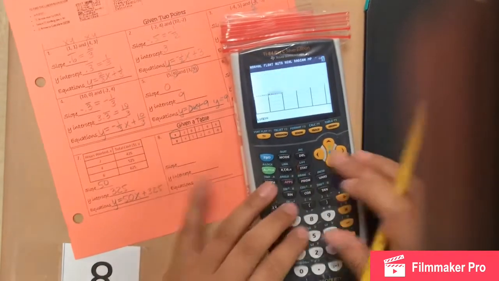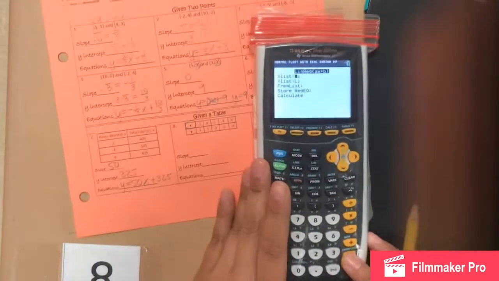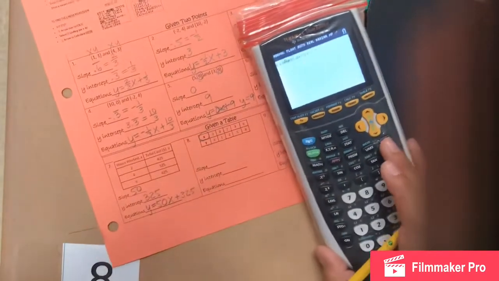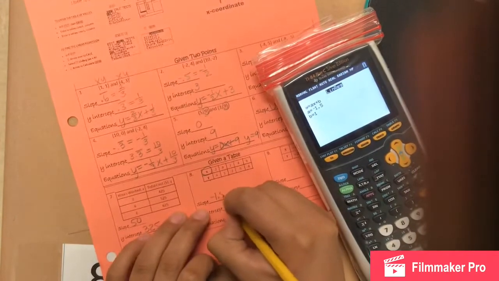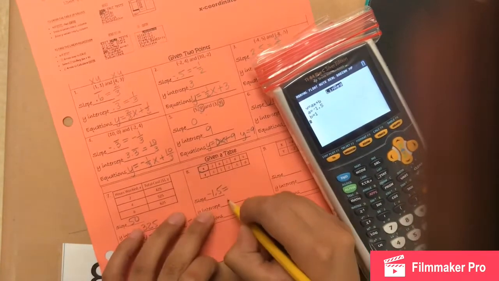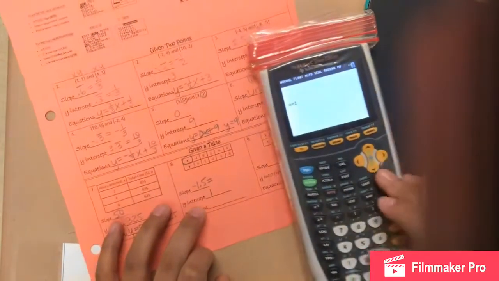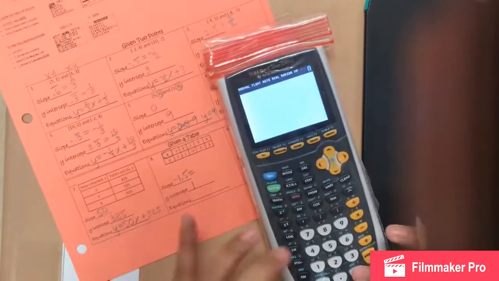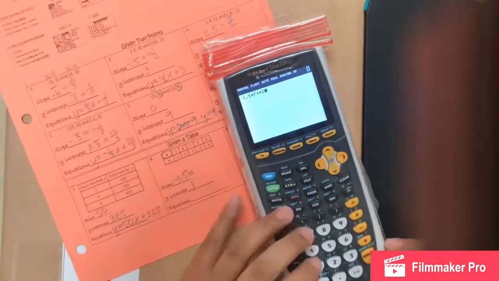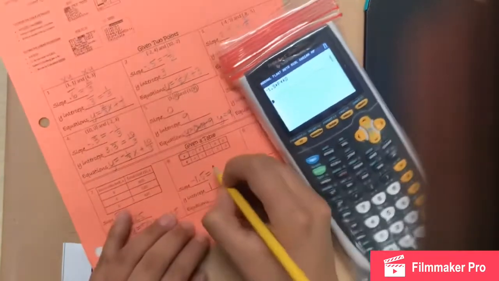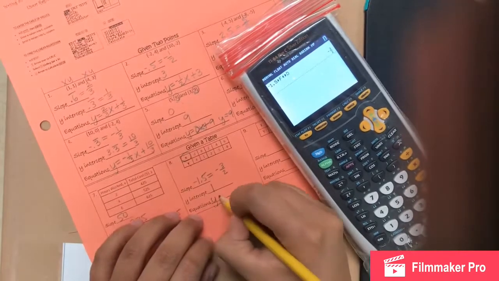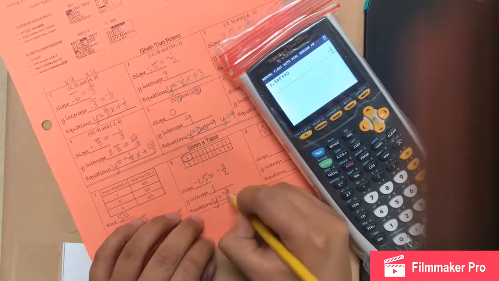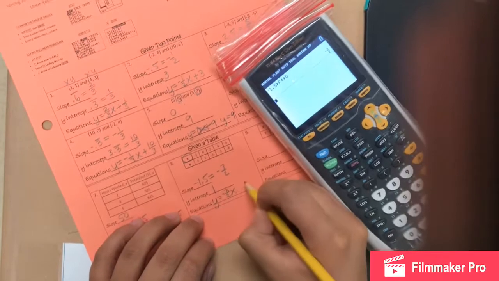So then I go to stat, over to calc, number 4, enter, enter, enter, enter. And I have a new slope and y-intercept. So my slope is -1.5. And my y-intercept is 1. We need to convert that decimal to a fraction. So -1.5, alpha, y4, converts to -3/2. Now I can put my equation together. Y equals my slope, which is -3/2 x. My y-intercept is positive, so +1.